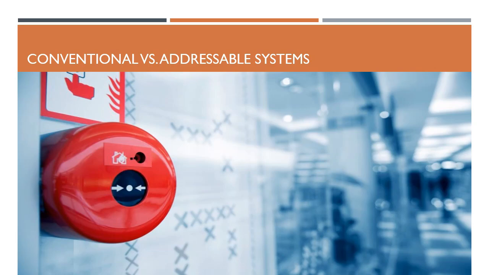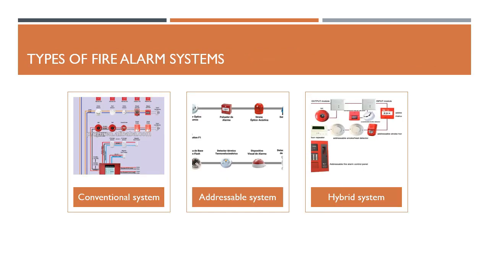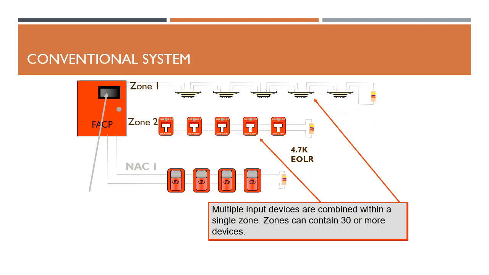Conventional versus addressable systems. There are two types of fire alarm system based on the type of technology. We are talking about conventional systems and addressable systems. We can also include a third type known as hybrid system, which is nothing more than a combination of an addressable panel using conventional devices.